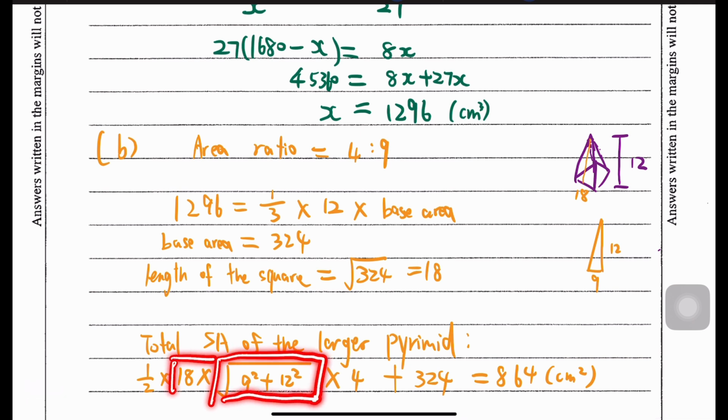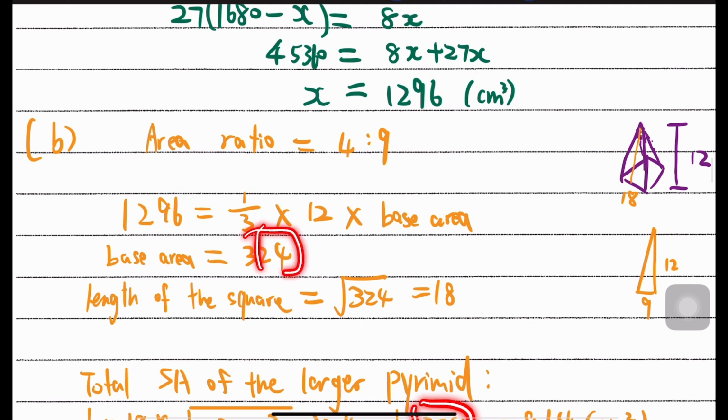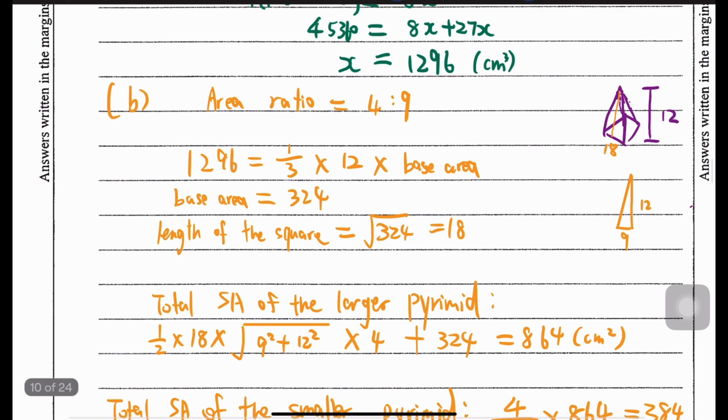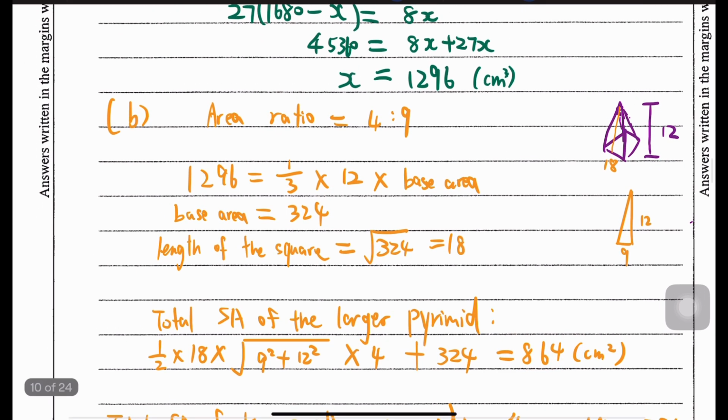Times 18. 18 is the base, times 1 over 2. This is the equation of the area of a triangle, right? So base times height over 2. And then we have 4 identical faces, so we times 4. And then plus the base area here. Okay, after you calculate it, you have the answer.